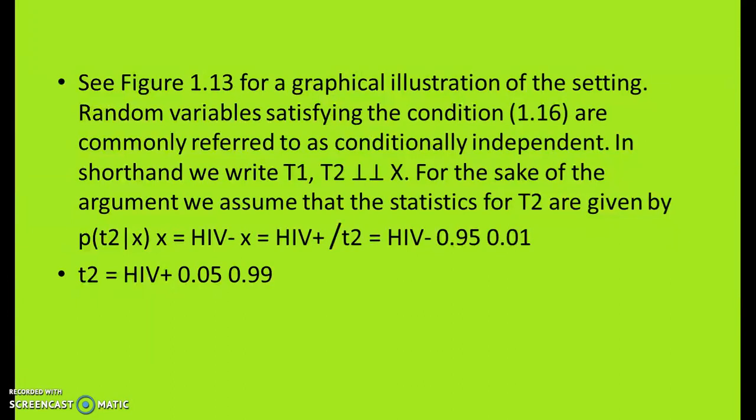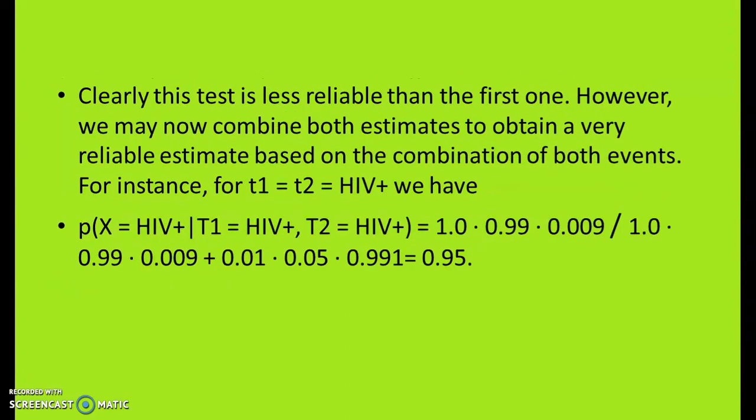For the sake of argument, we assume that the statistics for T2 are given by probability of T2 given X. For X equals HIV negative, T2 equals HIV negative is 0.95 and T2 equals HIV positive is 0.05. For X equals HIV positive, T2 equals HIV negative is 0.01 and T2 equals HIV positive is 0.99. Now, clearly this test is less reliable than the first one.